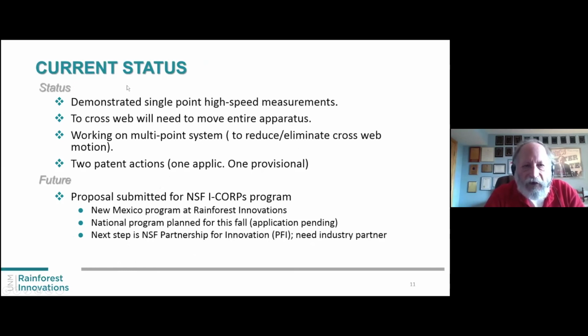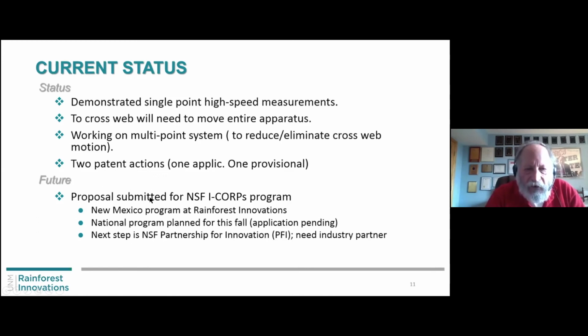So the current status is we demonstrated single point high-speed measurements. To cross the web, we have to move the whole apparatus over the web, which is our plan for the first demonstration. But we're working on this multi-point system, which will eliminate that cross-web motion. We have 2 patent actions, one application and one provisional that we're now in the process of converting into a full application.